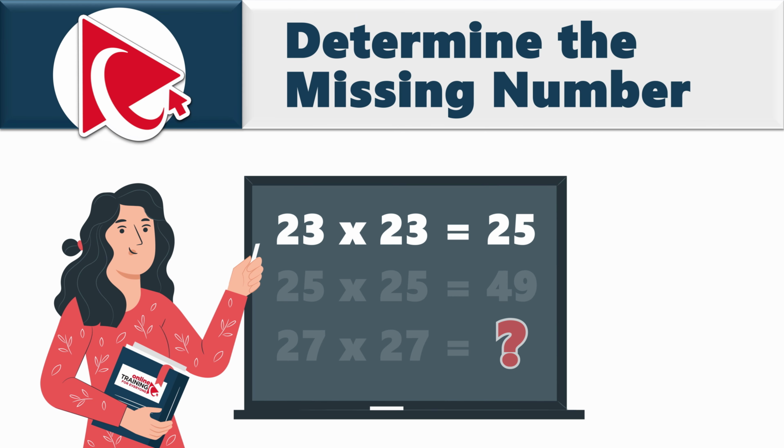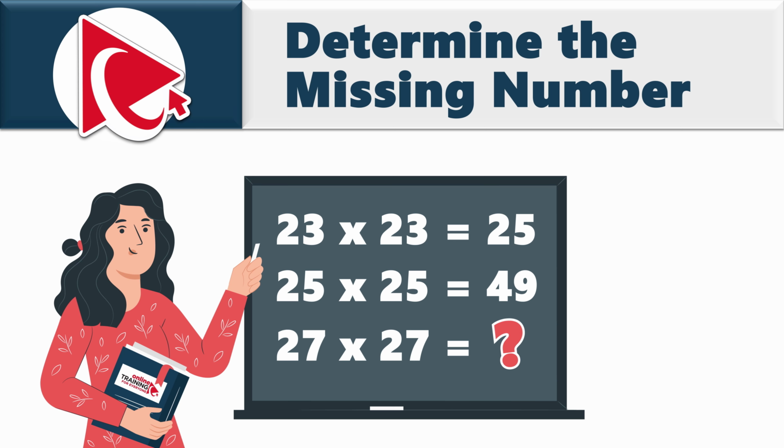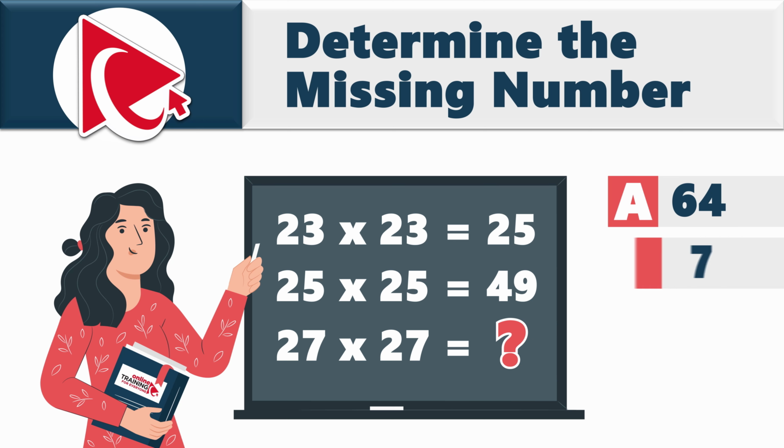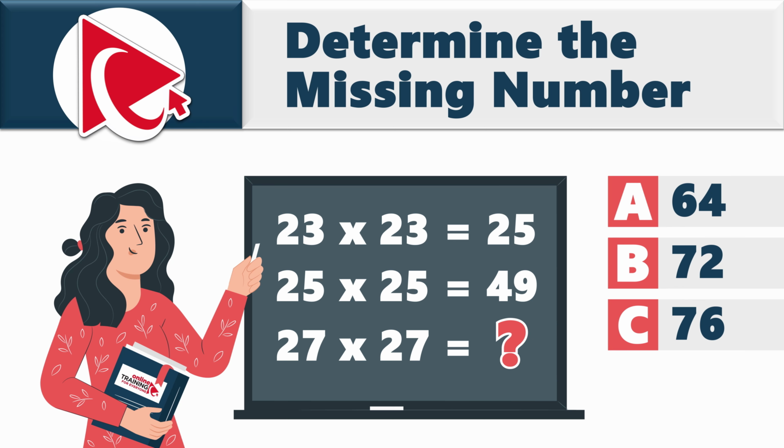The first one is 23 multiplied by 23 equals 25. The second one is 25 multiplied by 25 equals 49. And the third one is where you need to find the missing number. The expression is 27 by 27, and the result of it you need to select out of 4 possible choices. Choice A, 64, choice B, 72, choice C, 76, and last but not least, choice D, 81.